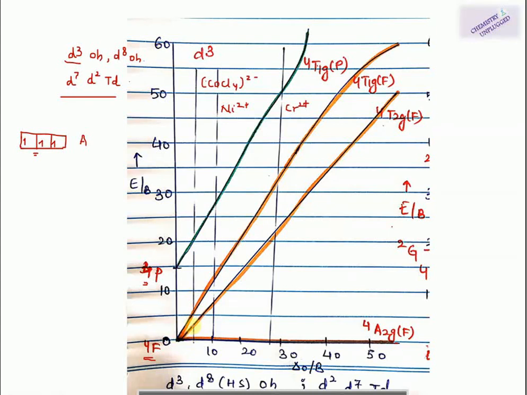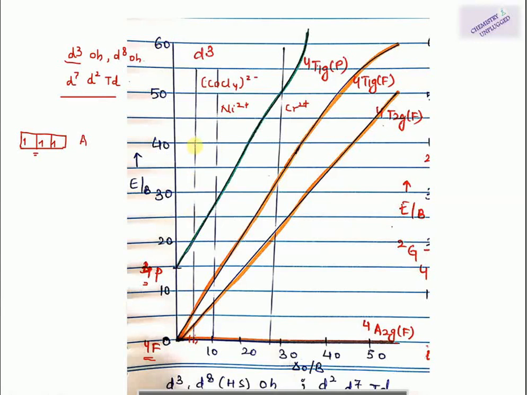As we have done in the previous example, we can do similarly. Because tetrahedral complexes of cobalt have weak field ligands, they are close to this axis. They have very weak field strength. So they lie here. And from this value of delta upon B, we can calculate the value of delta naught and B.